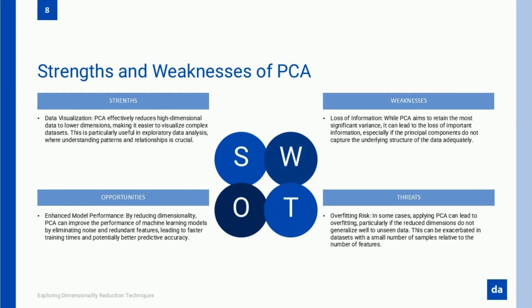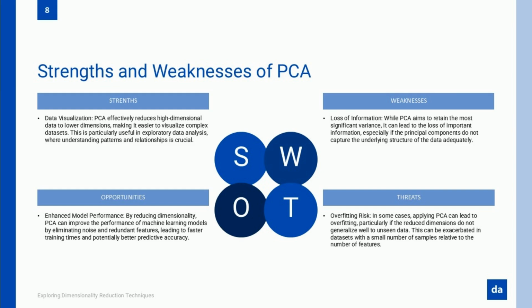PCA is also a bit of a black box. Once the data is transformed, the original features lose their interpretability. Principal components are combinations of the original variables, but they don't have the same intuitive meaning. For example, if you're analyzing customer behavior, PCA might show you that component 1 explains 40% of the variance, but it won't tell you exactly what that means in real-world terms. This lack of transparency can make it harder to explain the results to stakeholders.